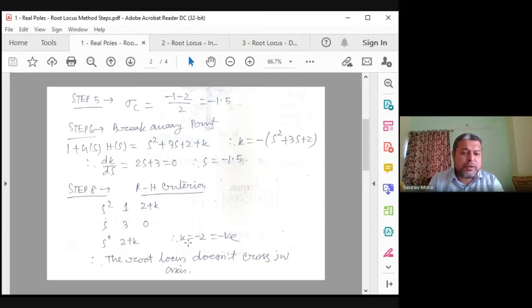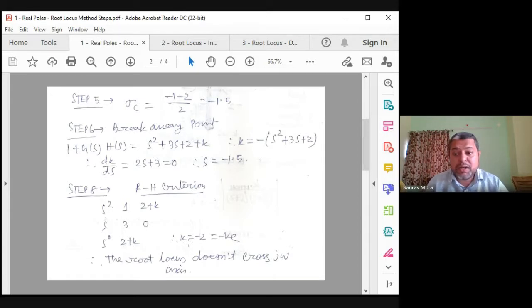Or from there, if you are finding 2 plus k is equal to 0, you are finding k is equal to minus 2, which is not possible. So that is one way of explaining that this is an unrealistic case for k. Or from the first logic, you can say that 2 plus k will always be positive, because k is always positive. That means from this RH criterion, we are finding that the first column has all terms positive.